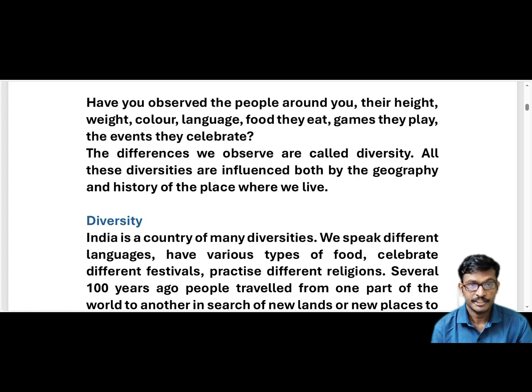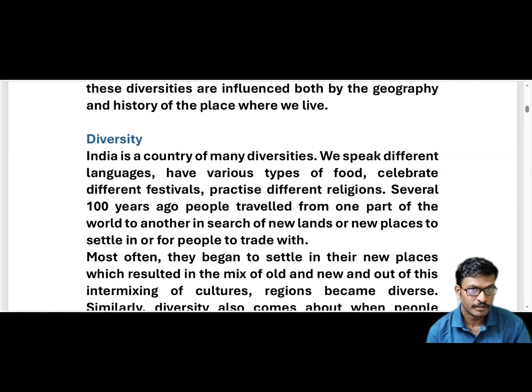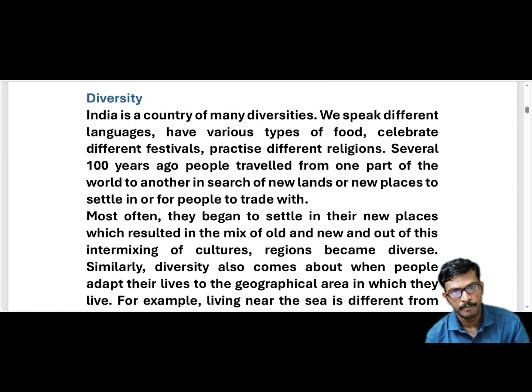Here, these people used to travel from one place to another, no? And they used to settle at one place. Before they settled at the new place, they had some culture, no? But after they settled at the new place, there is a different culture. Here, old and new culture, an intermixing of different cultures has begun, and this is called diversity.